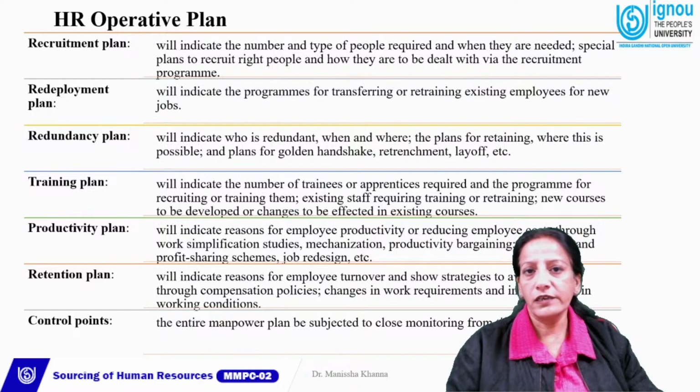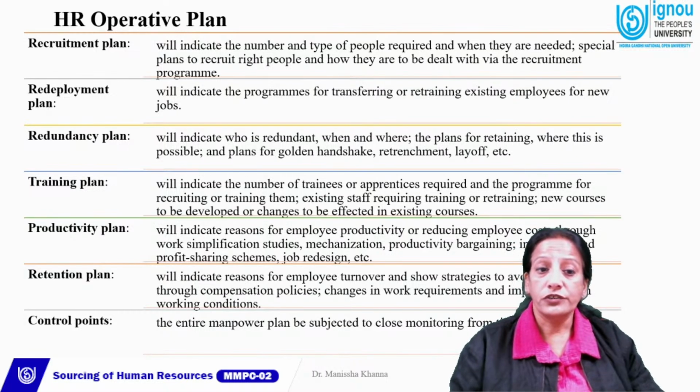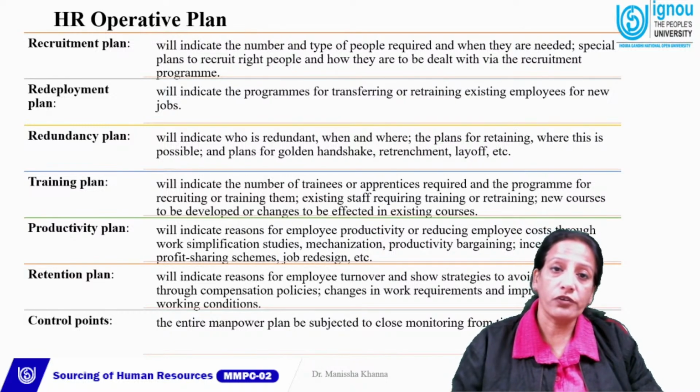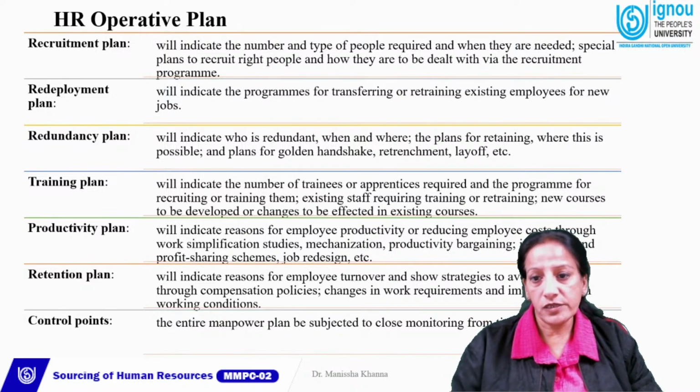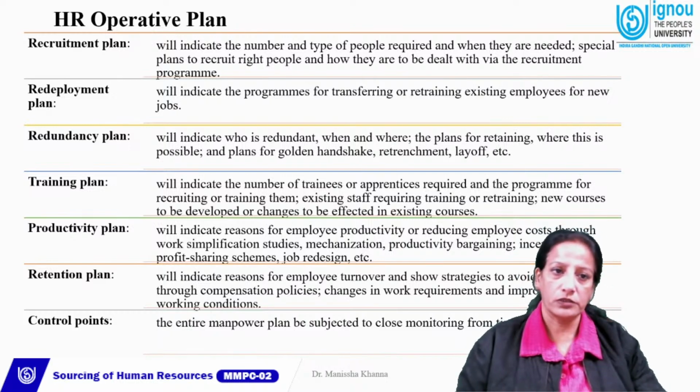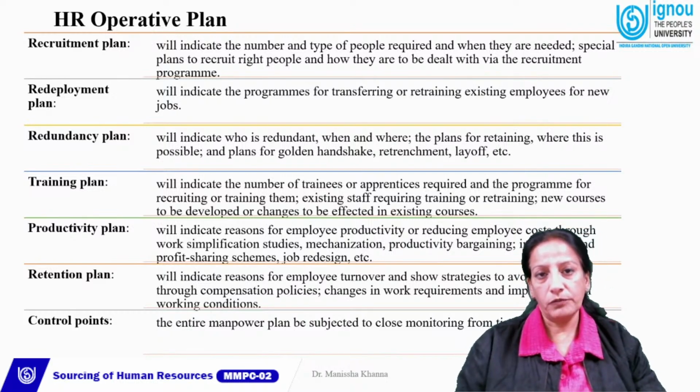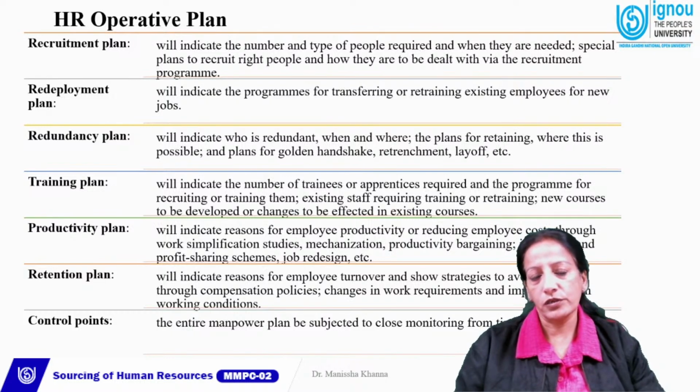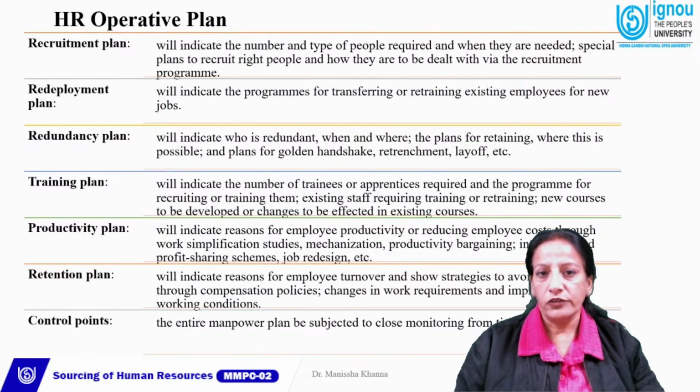Redundancy plan indicates who is redundant, when and where, the plan for retraining where possible, and plans for golden handshake, retrenchments, layoffs, etc. Training plans indicate the number of trainees or apprentices required and the program for recruiting or training them. They make the plan because the training budget is based on the people whom the organization wants to train. If existing staff require training or retraining, then new courses are to be delivered.